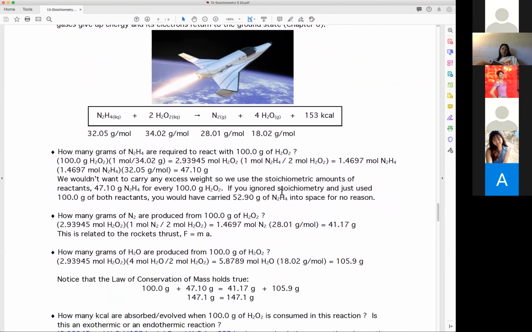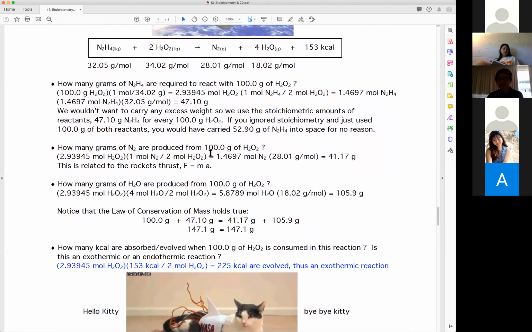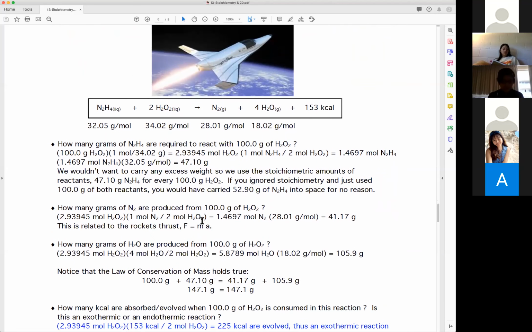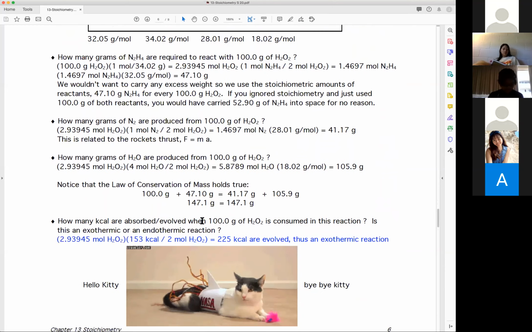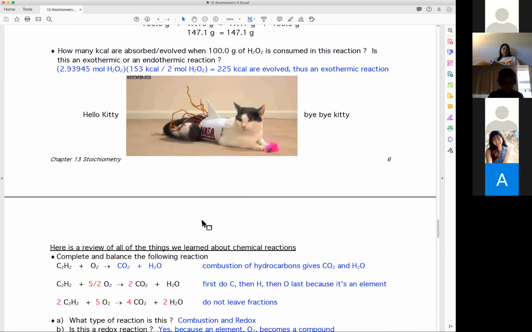What I'm trying to get you to do is realize that all the things that you're learning in chemistry are directly applicable to the world that you live in, the world that you look at. So anyway, I did some more calculations over here, so you got some more examples.